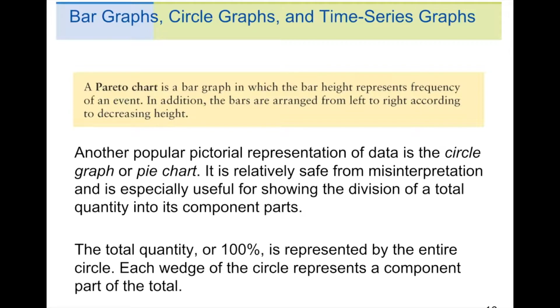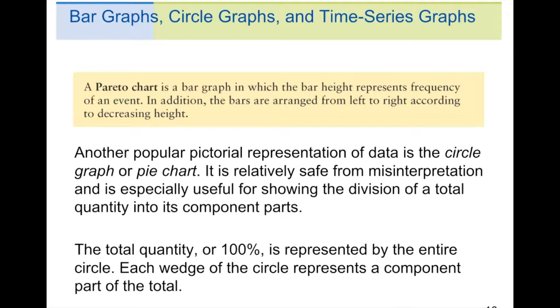A Pareto chart is a bar graph in which the bar height represents frequency of an event. In addition, the bars are arranged from left to right according to decreasing height. And there's a nice example of that in your book.